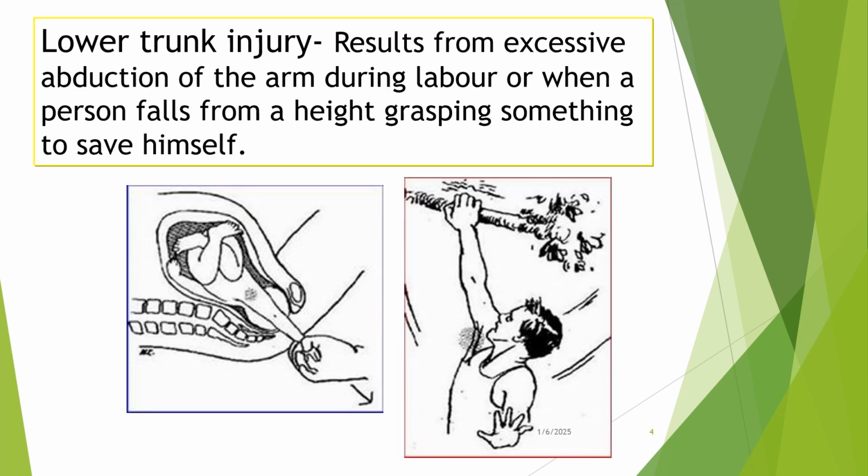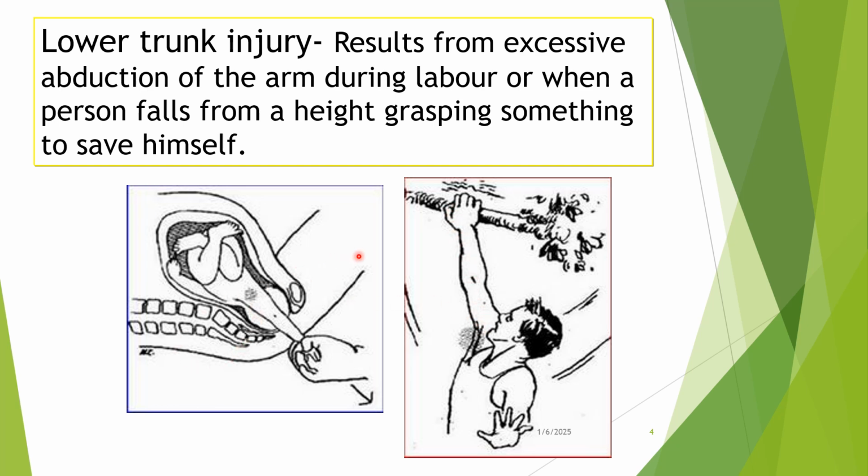This is an injury to the lower trunk of the brachial plexus. The C8 and T1 spinal nerve roots are affected. The ulnar nerve and median nerve get affected in such cases. This results due to undue separation of the arm from the trunk, as in clutching something while falling from a height, or during birth injury.